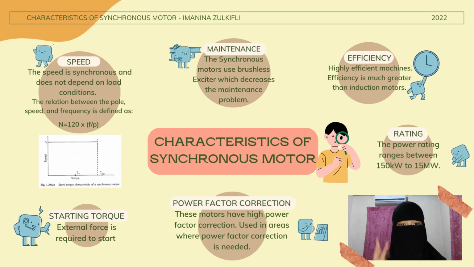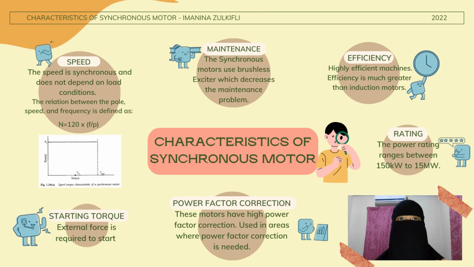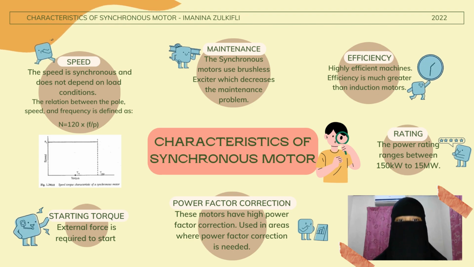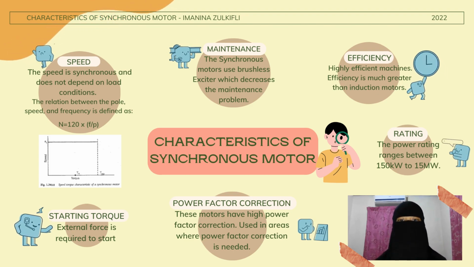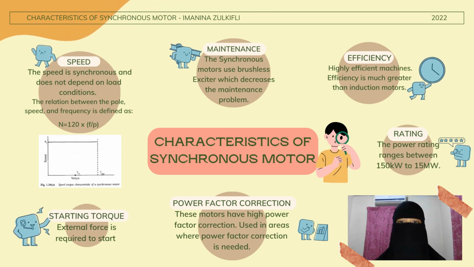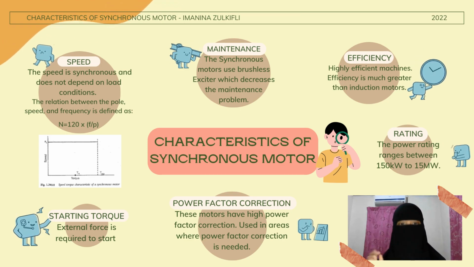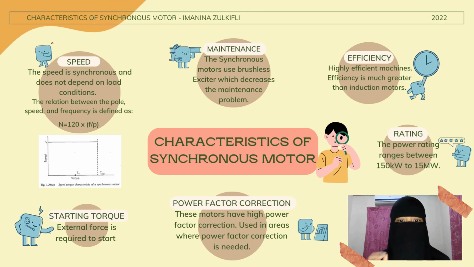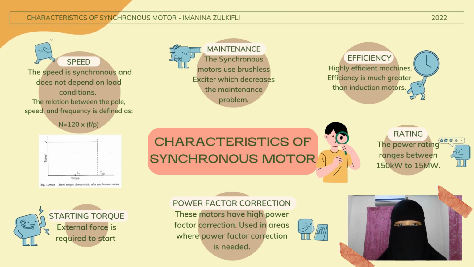Next, number 3, efficiency. The synchronous motors are highly efficient, much greater than induction motors. Next, rating. The power rating of a synchronous motor ranges between 150 kilowatts to 15 megawatts. Number 5, starting torque. An external force is required to start the synchronous motor as it has no starting torque.